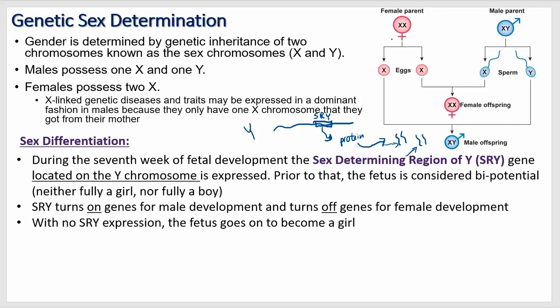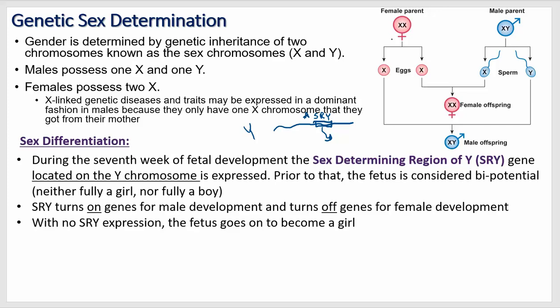So during the 7th week of fetal development, that sex-determining region of Y is expressed. It suddenly turns on and it starts producing this protein, and then this protein causes a lot of other stuff to happen in that developing fetus. So what it's turning on is all of these proteins to start turning this child into a boy, into a male.